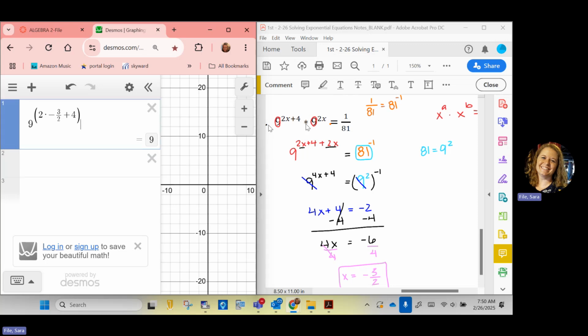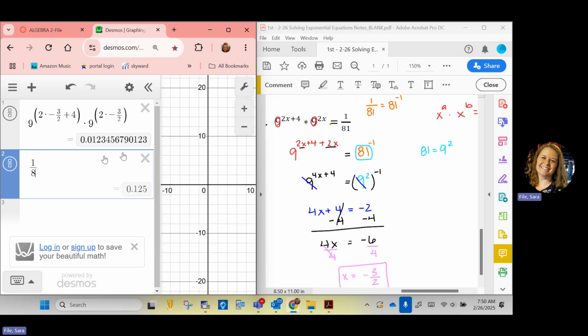We're multiplying all of that times 9 to the 2 times our -3/2. Okay, so we get an ugly decimal here for the left side. Okay, so this is what the left side comes out to. Let's see, the right side is 1/81. Let's see if that's the same. Are those the same?